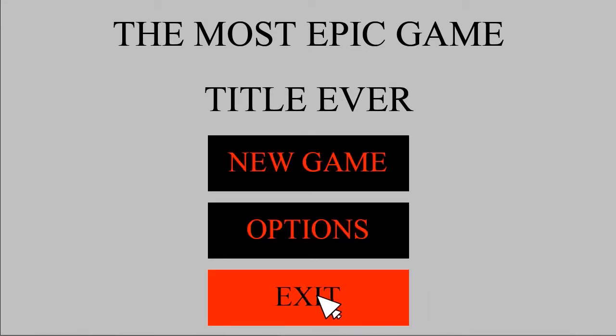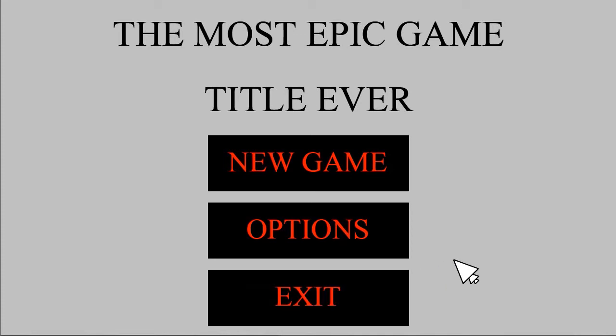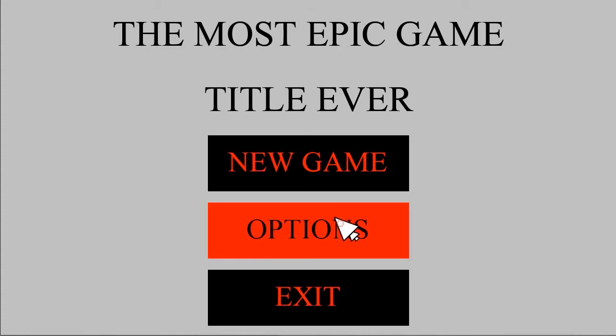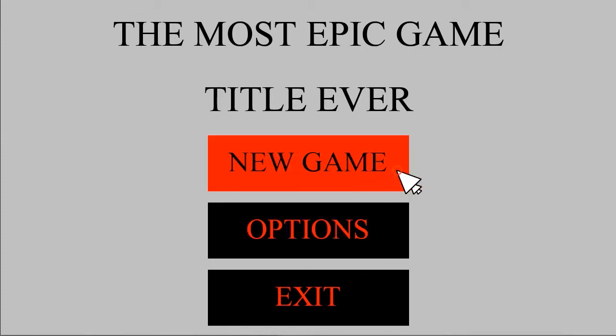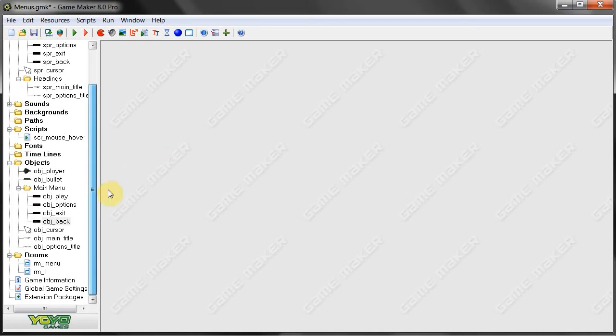What we're going to add is the exit function, so when someone clicks here, it's going to exit the game. If someone clicks options, it's going to take you to an options screen where you can have, I don't know, edit controls, help, that kind of stuff. And new game's going to take us straight to the game. So let's go back. Okay, so options.